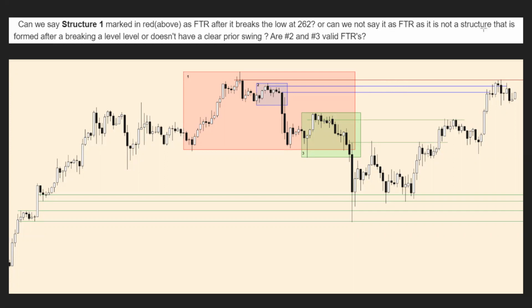2 and 3. Yeah, that's right. So 2 and 3 are FTRs, okay. That's the low before the high. Price broke it there, consolidated before carrying on breaking down. Okay. 1 isn't an FTR because what you'd want to see to mark that out as an FTR is some retrace and then for price to carry on up.